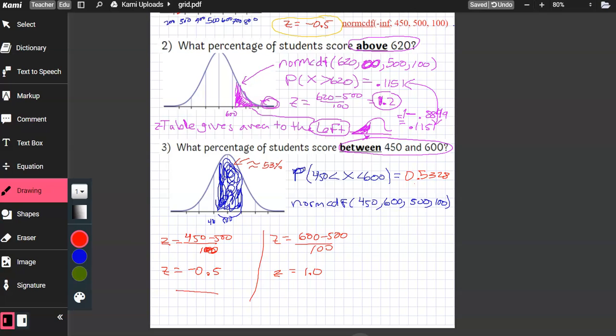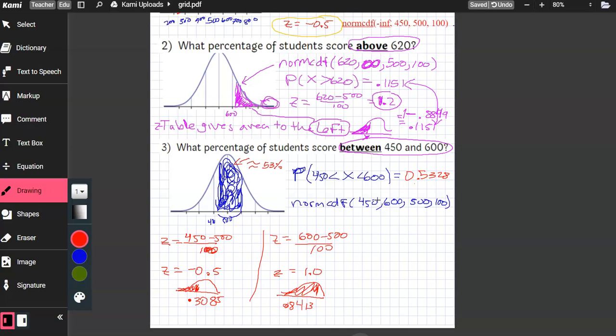Remember that the Z table gives you the area to the left. So the z-score is negative 0.5, and the corresponding area is going to be 0.3085, and over here is going to be 0.8413.